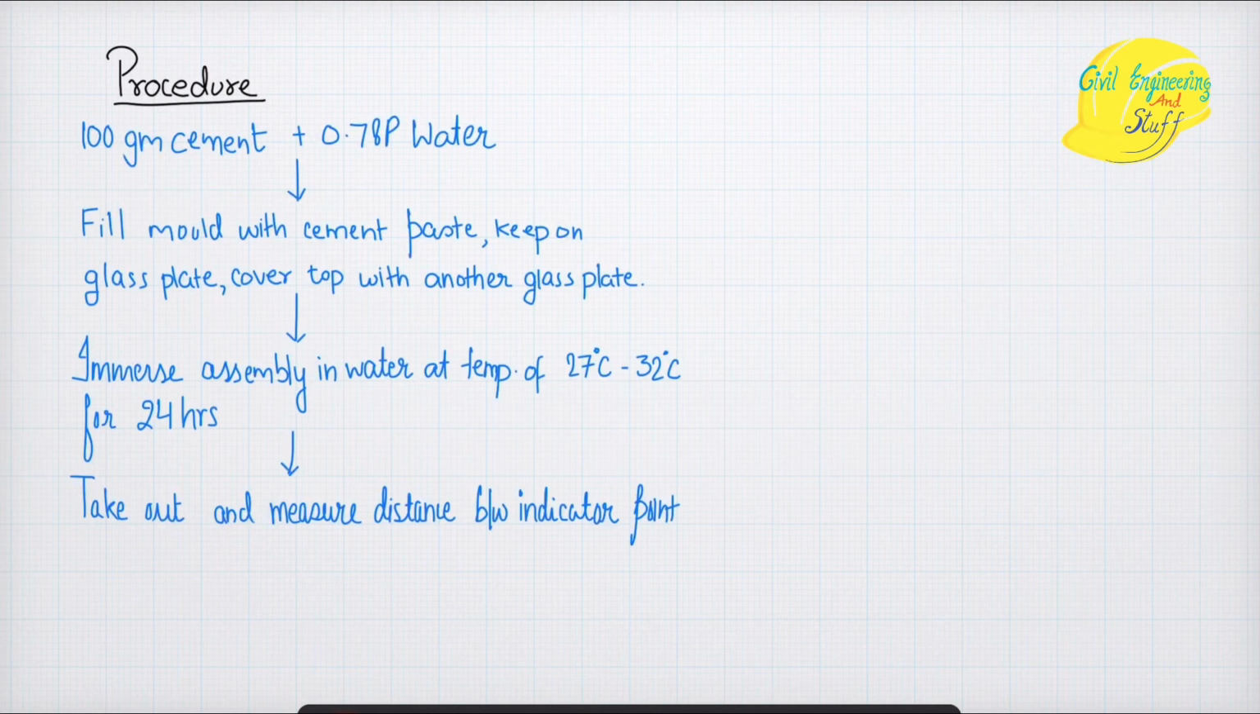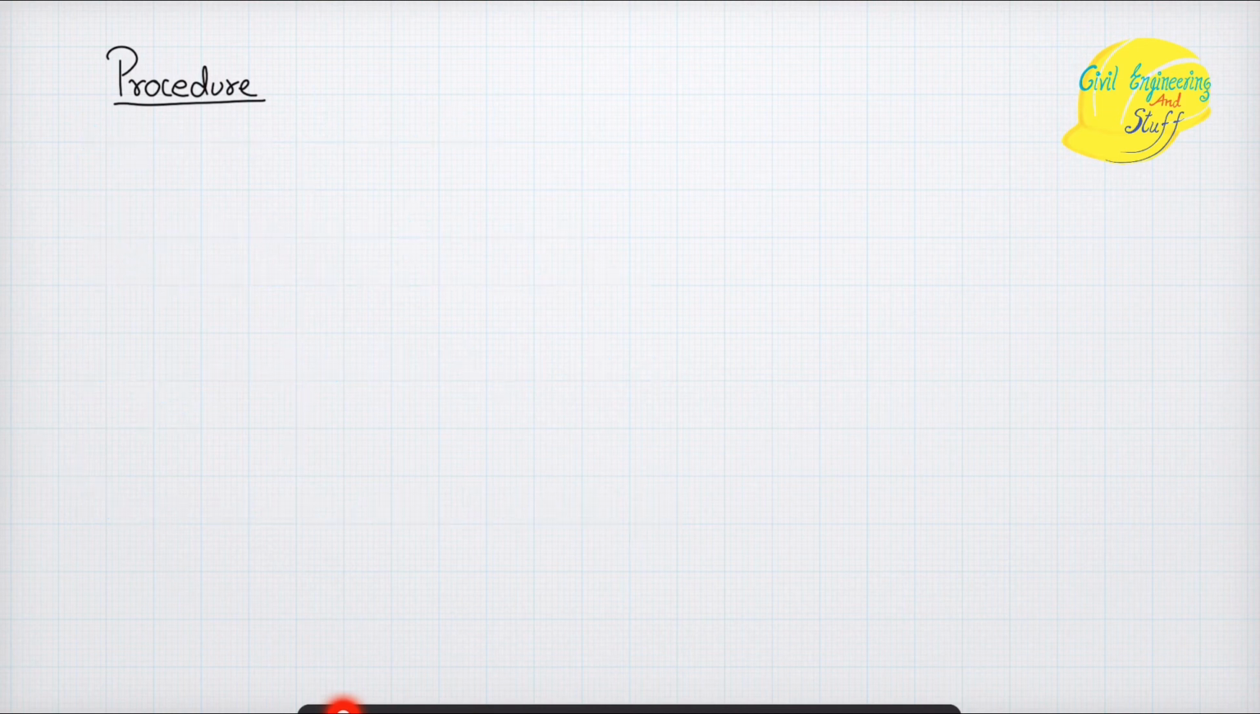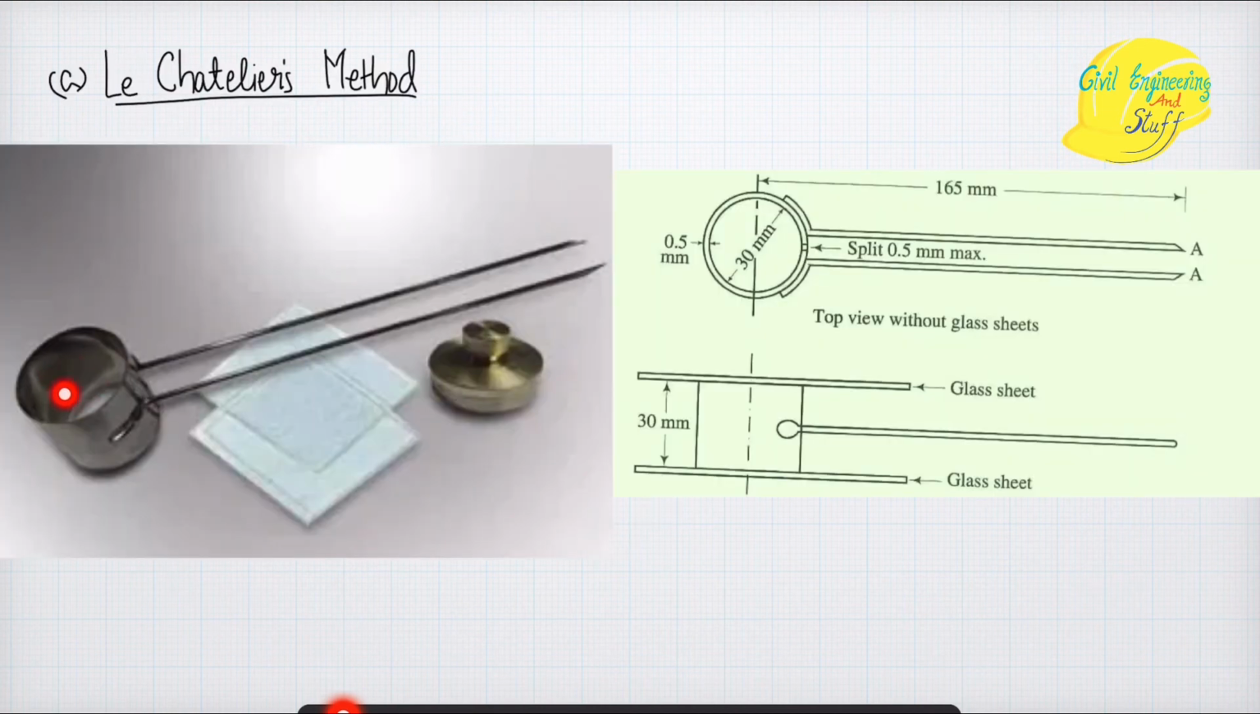Now let us discuss the testing procedure. What we do in this test is take 100 grams of cement and add 0.78 P of water, and then we fill the mold with cement paste. That is the central part; we fill this with the cement paste.